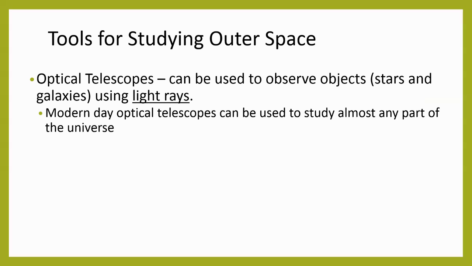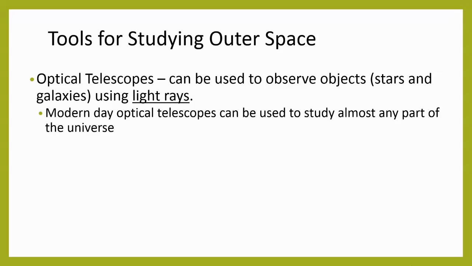So there's a couple of different tools we can use to study outer space. The first one is optical telescopes. These are used to observe objects such as stars and galaxies that use light rays. So when you think of a telescope, this is probably what you're thinking of. It's the most common type. And modern day optical telescopes are really amazing in that they can be used to study almost any part of the universe, even though it is absolutely huge.